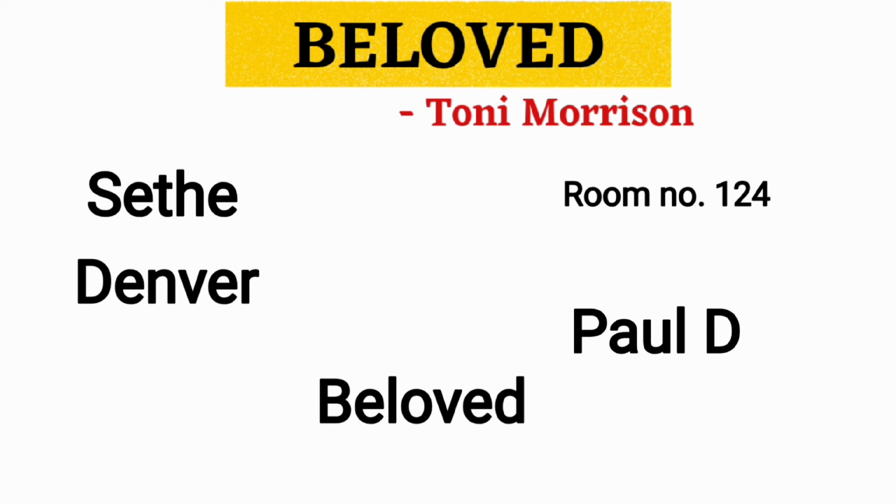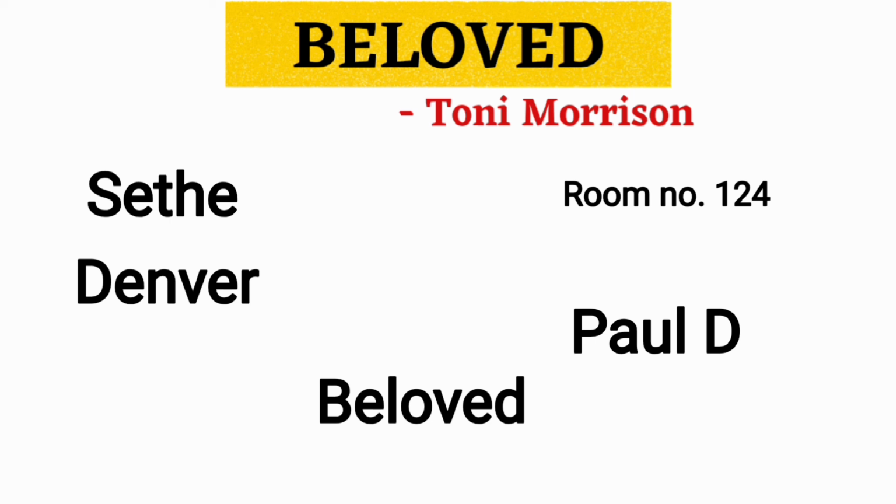Why did Paul D leave the house? Because Paul D came to know from a close friend that Sethe had killed her own child in the past. This was the reason Paul D left the house. Later, Sethe also comes to understand that Beloved is the ghost of a child who died 18 years back. So one fine day, Sethe regrets and apologizes to Beloved that she made a mistake in her past. But Beloved doesn't forgive Sethe, and later Beloved stays in the same house with Sethe and Denver.